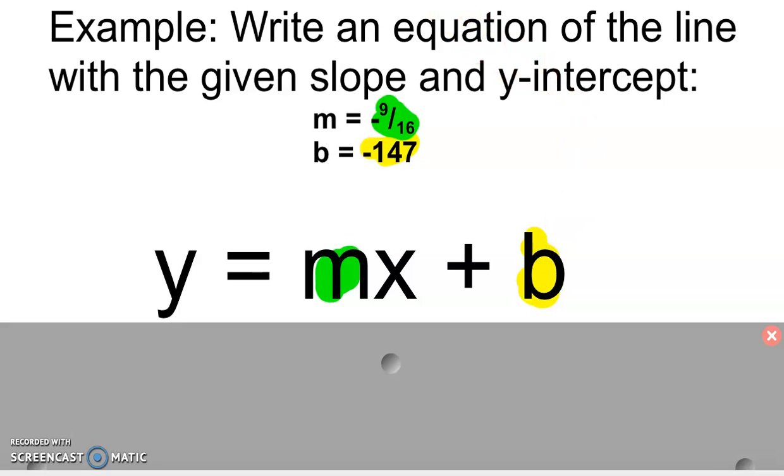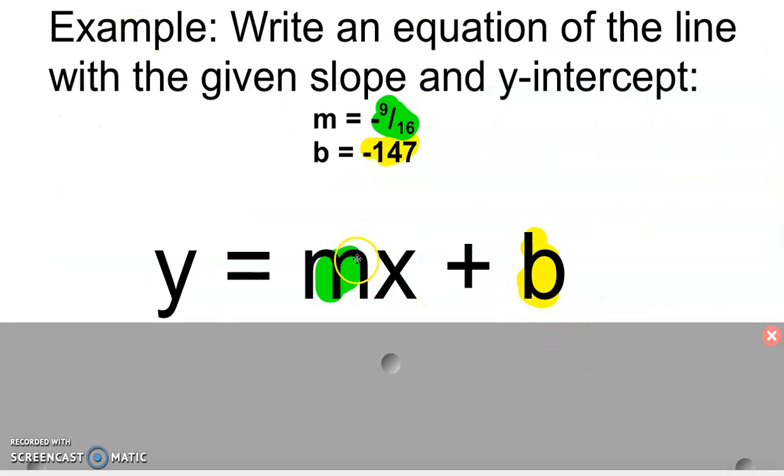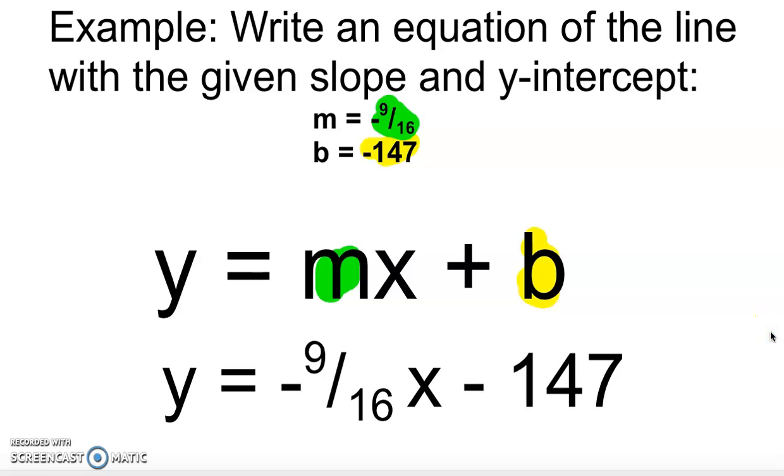I don't fill in an x and a y, because as we talked about here and in class, these are all the x and y's in a coordinate plane, and as this line is going up or down, the x's and y's are changing. The tiltiness of the line doesn't change. Where it crosses the y-axis, it doesn't change, but my x and y's change. So when I'm filling in an equation of a line, I'm not going to fill in specific x and y's here. All right, so if my m is negative 9/16 and my b is negative 147, when I write this equation, I get y equals negative 9/16 x minus 147. And hopefully this is a super easy and fast problem for you.